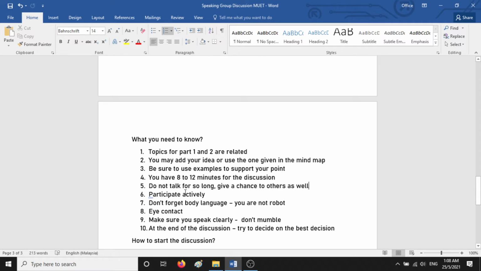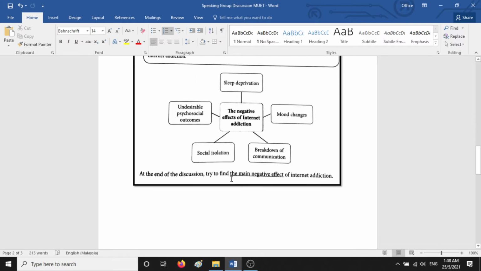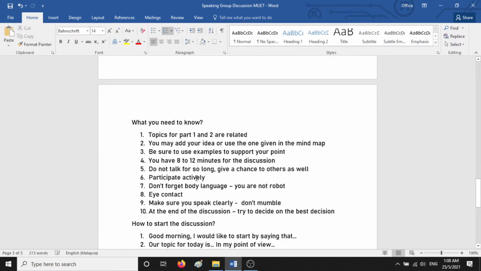Number 5, do not talk for so long. Give a chance to others as well. Some of you like to conquer everything. That is not good for group discussion. You have to make sure that not only you are talking, but all your friends are participating together. If not, this is not a good group discussion because you are trying to monopolize everything. Everybody needs to be given a chance to speak. Number 6, participate actively, meaning that everybody in the team has to participate. You can't keep quiet because, like I said, this is not a keeping quiet test. This is a speaking test, so everybody has to talk.